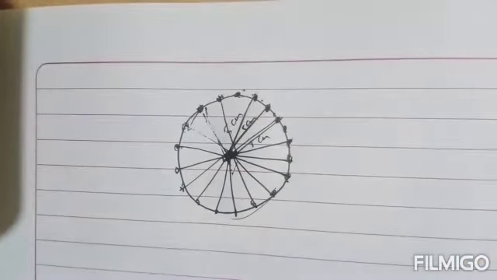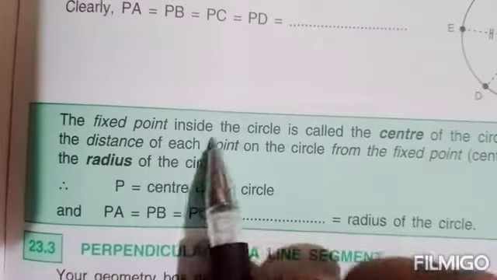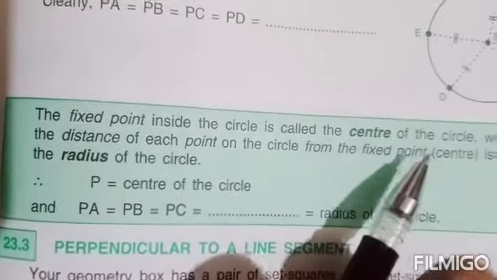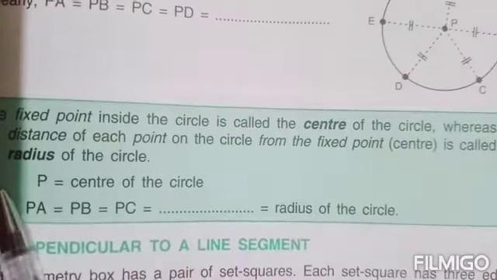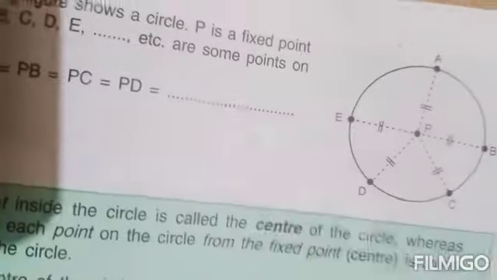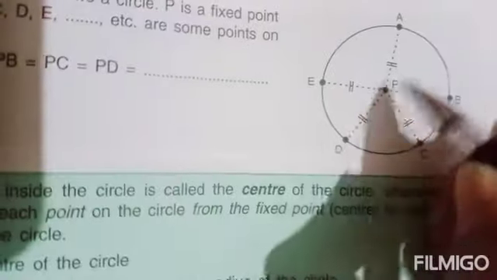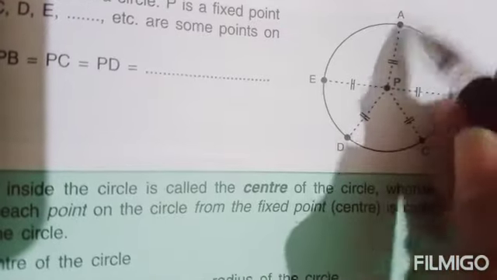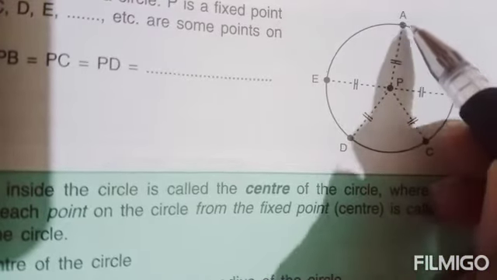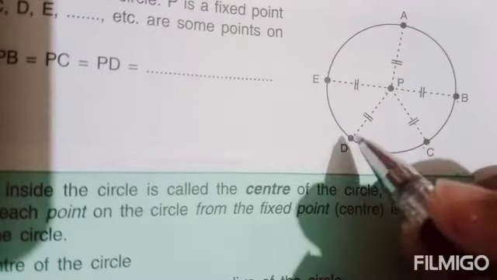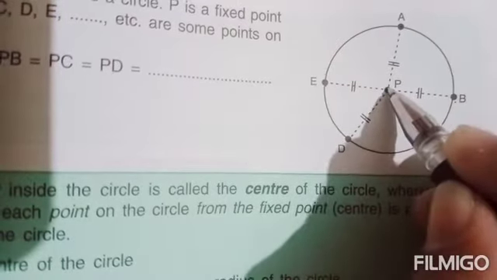Okay, the fixed point inside the circle is called the center of the circle, whereas the distance of each point on the circle from the fixed point is called the radius of the circle. So in this diagram you can see P is the fixed point. Okay, all these points A, B, C, D, E are equidistant from this point P.